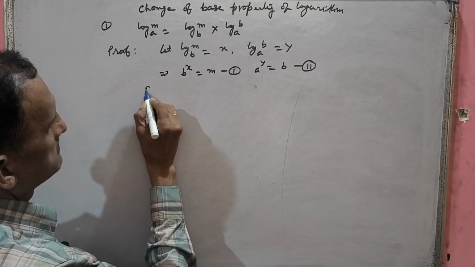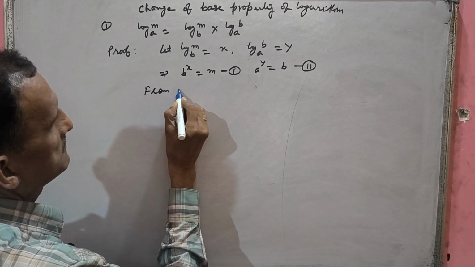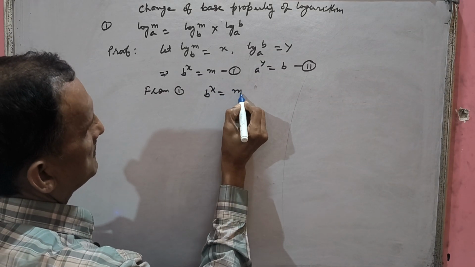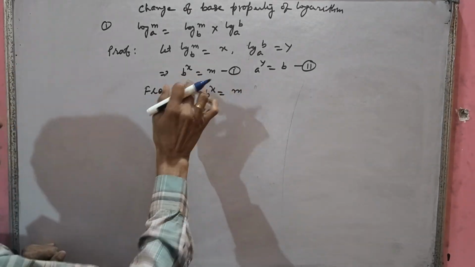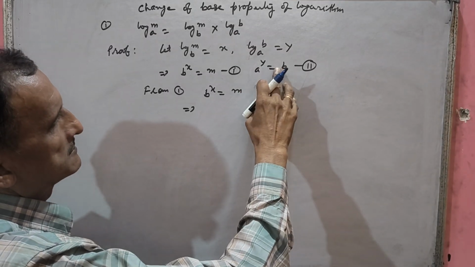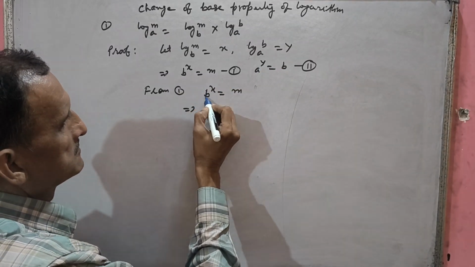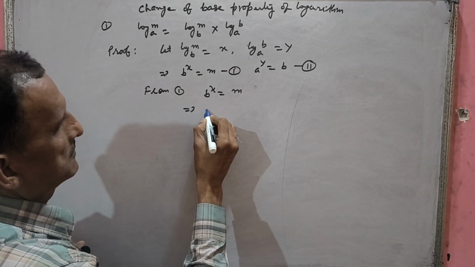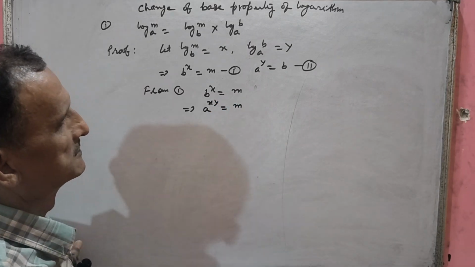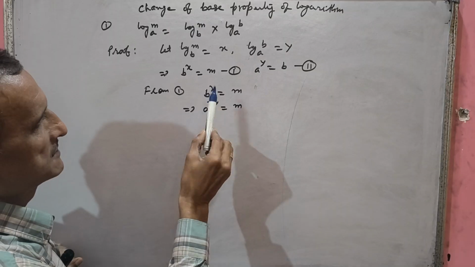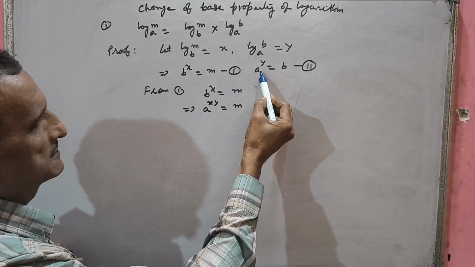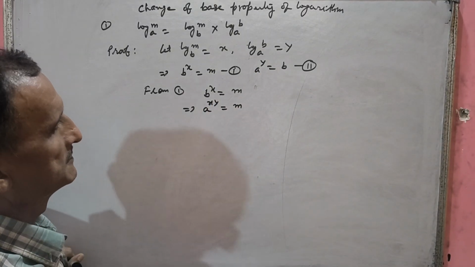Now start from equation 1. From equation 1 we have b to the power x equals m, but from equation 2 we have the value of b. What is the value of b? b is equal to a to the power y. So we can replace b with a to the power y, and x was already there, so it will be a to the power xy equals m. Understood? From 1 we started, and from 2 we substituted the value of b, b equal to a to the power y.